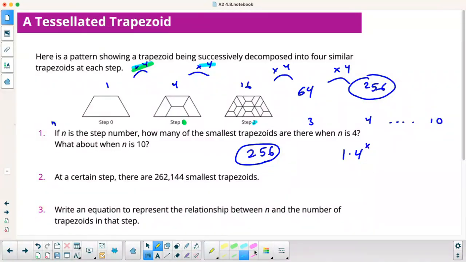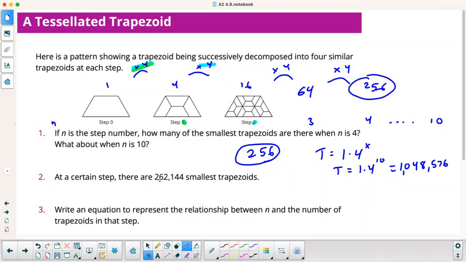So you can kind of figure out when it's 10, it would be, and I'm going to use t for trapezoids. Trapezoids equals 1 times 4 to the 10th. And I think that might be like kind of a giant number. No, my calculator can handle it, so I'll write it down. Thought it might be too big for the calculator. Let's see here. 1,048,576.